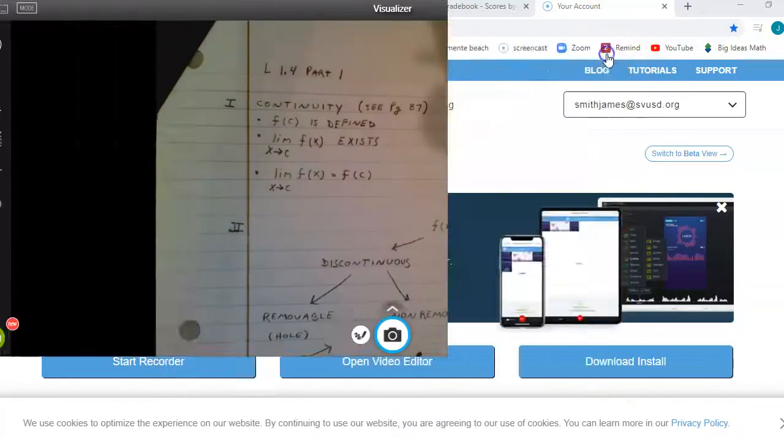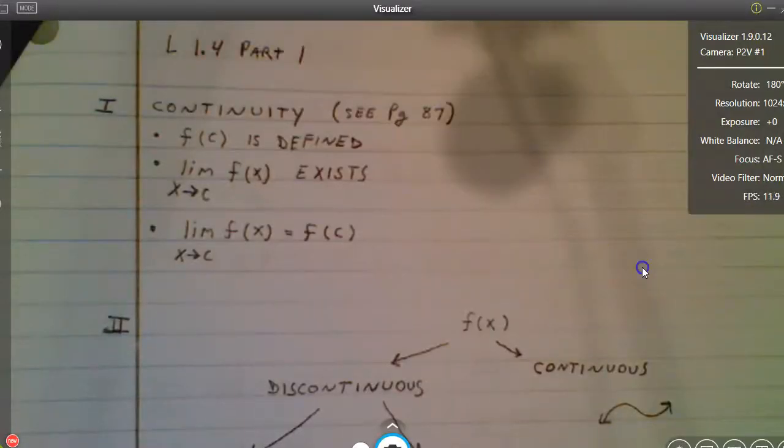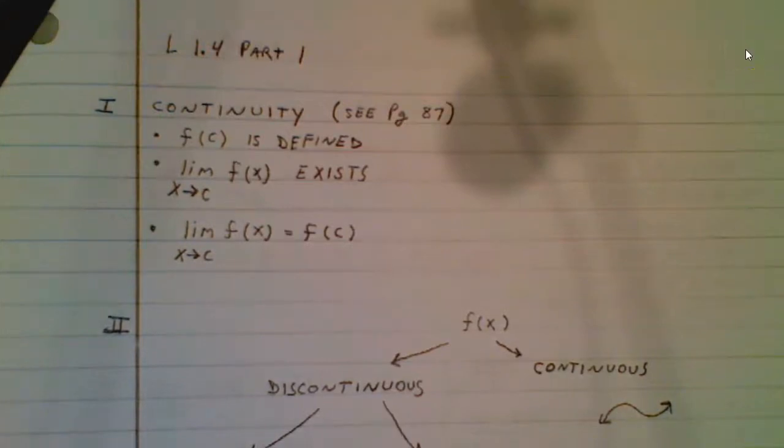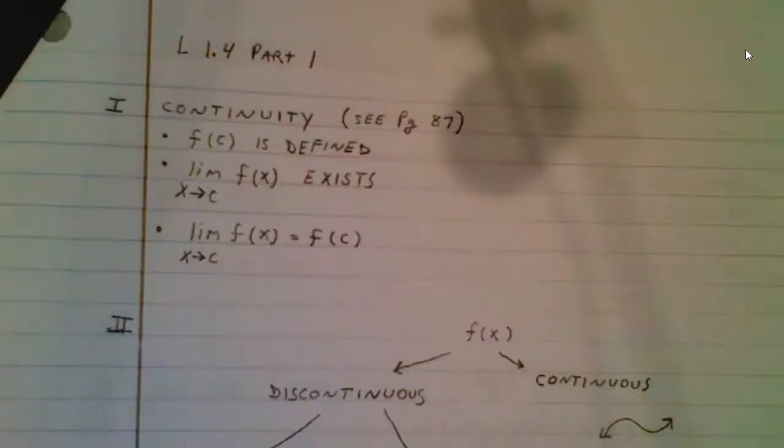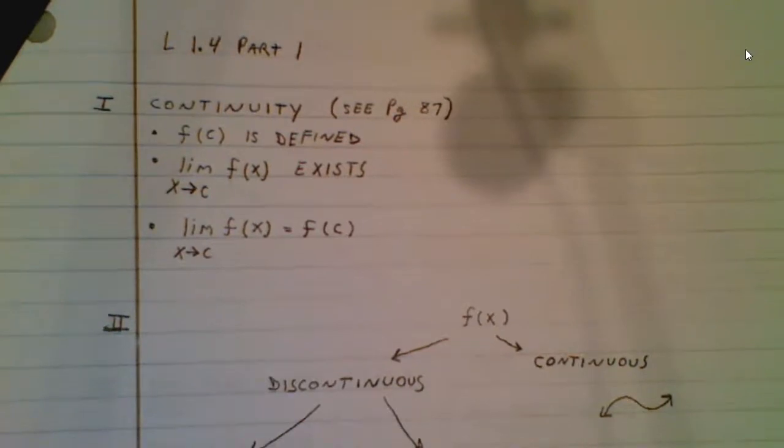So first part of lesson 1.4, we are getting into continuity or continuous functions. A lot of this is going to be seen on page 87 of the chapter 1 portion of your calculus book. So a couple things.